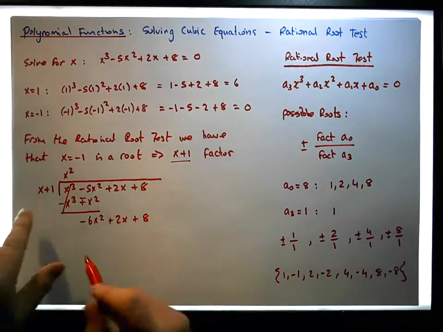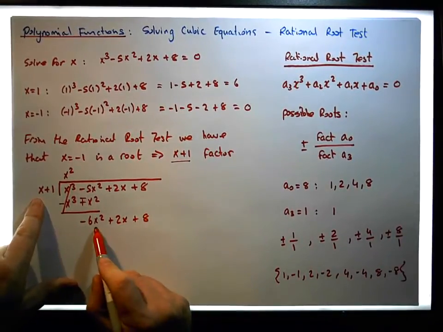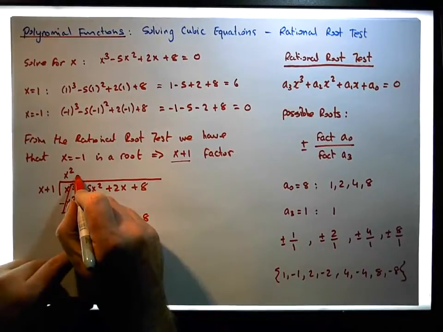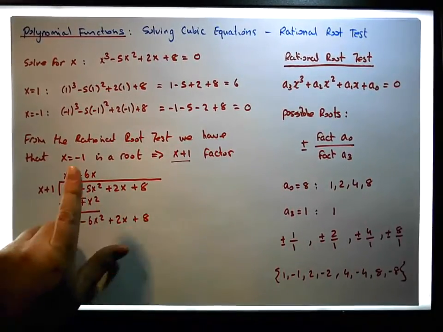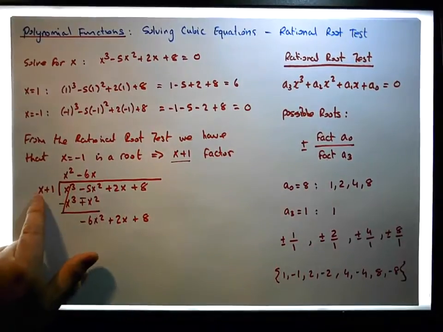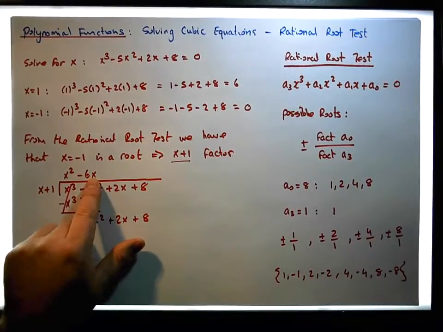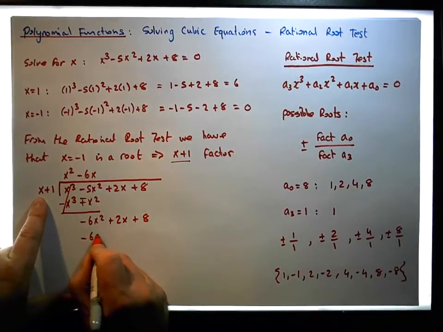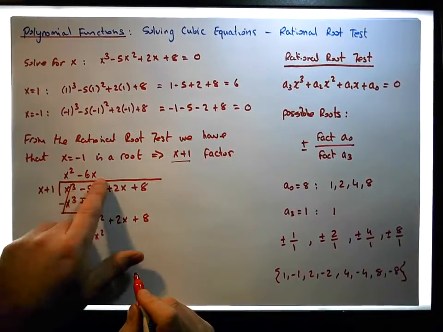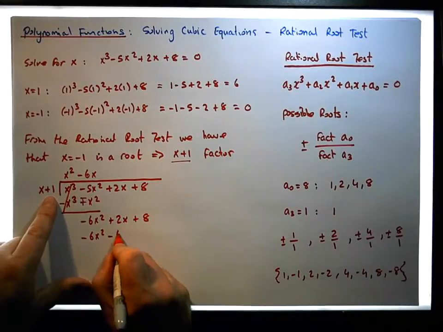And now we do the division again. X divided into minus 6x squared goes minus 6x times. Now we take this value and we multiply it by each one of these terms, bringing it down under these two terms. So minus 6x times x gives us minus 6x squared. Minus 6x times plus 1 gives us minus 6x.